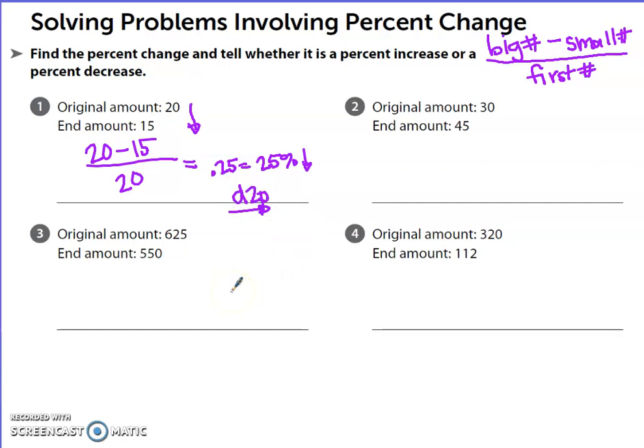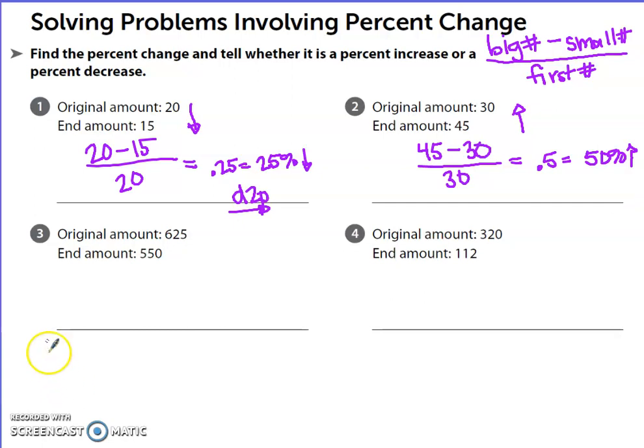Let's try another one. Number 2, the original amount was 30, the end amount was 45. This is an increase. It went up from 30 to 45. Formula: big minus small divided by first, or original. 45 minus 30, and then divide by 30, you'll get 0.5. Use D2P, and that's a percent increase.